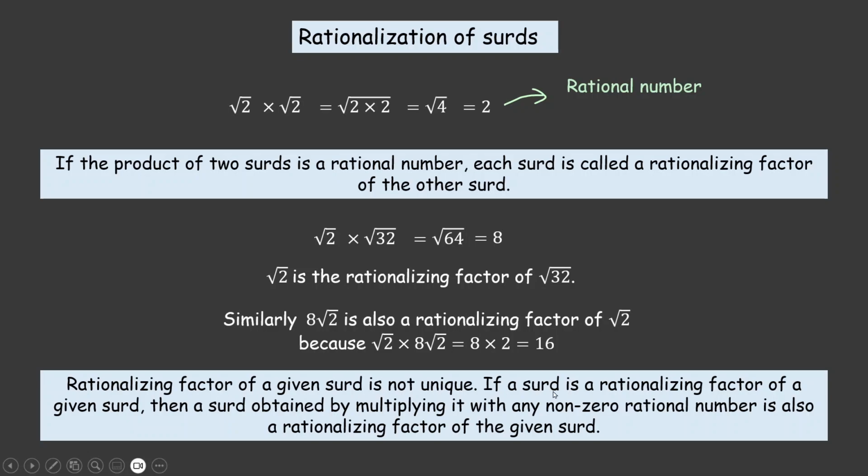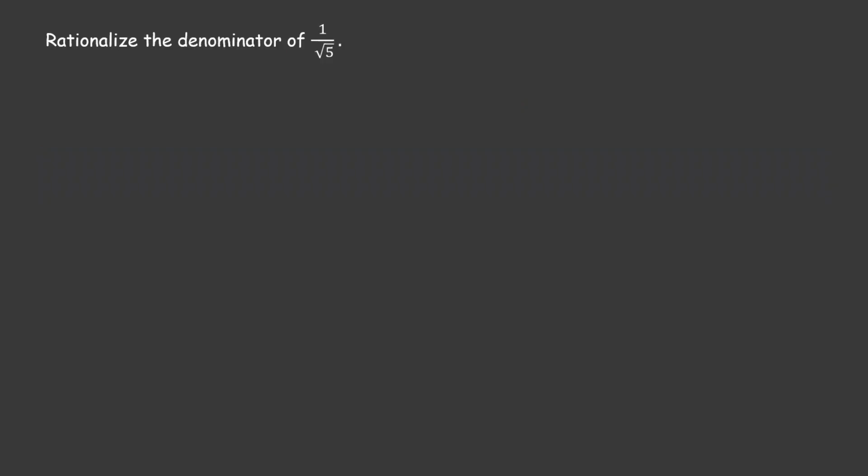If a surd is a rationalizing factor of a given surd, for example, root 2 is a rationalizing factor of root 2, then the surd obtained by multiplying it with any non-zero rational number, here we multiplied root 2 with 8, is also a rationalizing factor of the given surd. Now, we can use this concept of rationalizing of surds to rationalize the denominator.